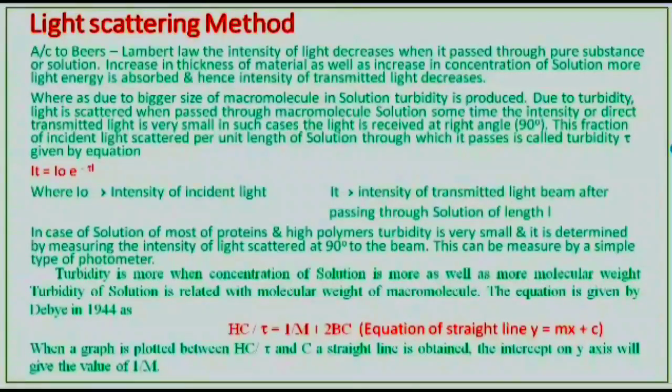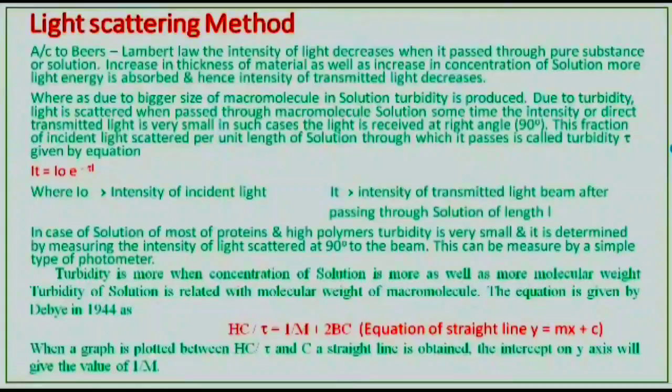Whereas due to bigger size of macromolecule in solution, turbidity is produced. Due to turbidity, light is scattered when passed through macromolecule solution. Sometimes the intensity of direct transmitted light is very small. In such cases, the light is received at right angle, that is 90°.